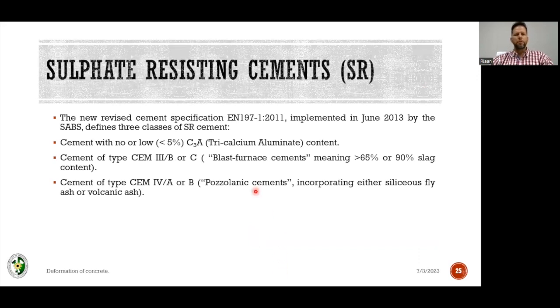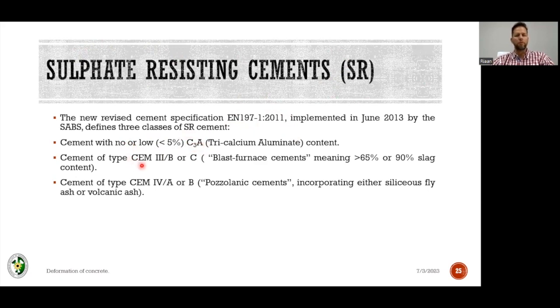A further option to consider is if you use a sulfate-resisting cement. So again, it depends on what you're putting inside the concrete. Now, sulfate-resistant cement is in the specification, the EN 197, and there are 3 types that we've adopted. Cement with low or no C3A. So if there's no C3A, there'll be no reaction with gypsum and no ettringite forming inside your concrete.